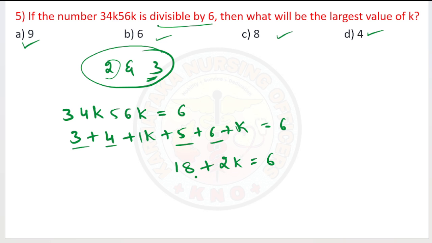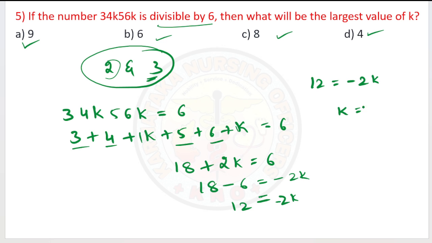Okay, so 18, take this 6 to this side, that becomes minus 6 is equal to, so this 2k goes to here, that is minus 2k, and 18 minus 6 is 12, minus 2k is equal to minus 2k, correct? 12 is equal to minus 2k, so k is equal to 12, this 2 goes to the denominator, that is divided by 2. 2 ones are 2, 2 sixes are 12. So k value is minus 6.